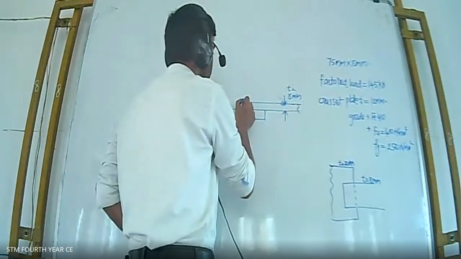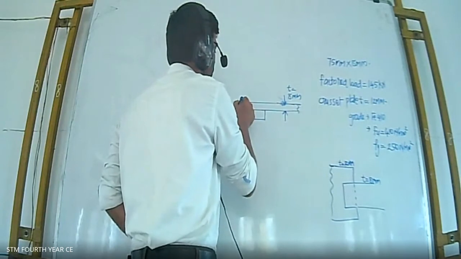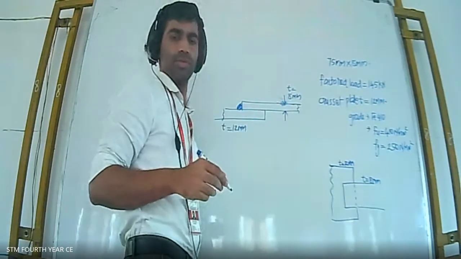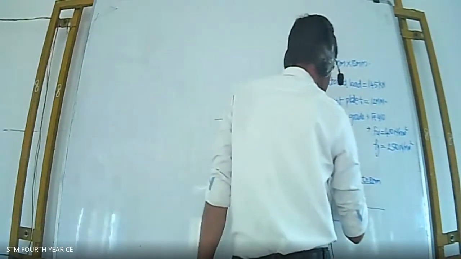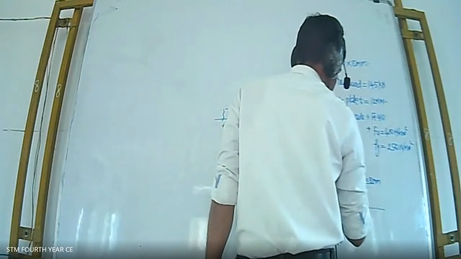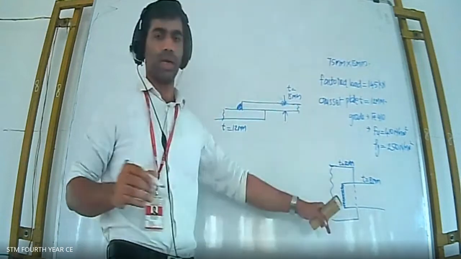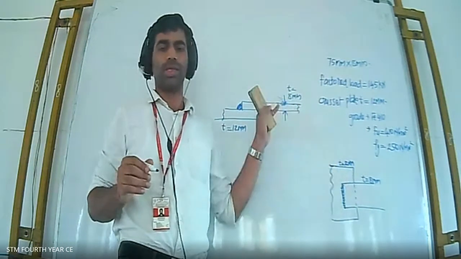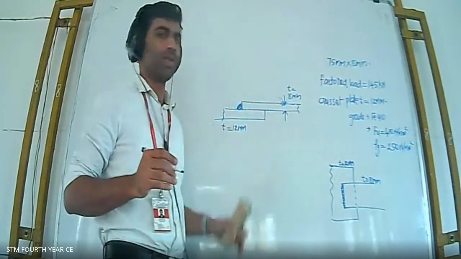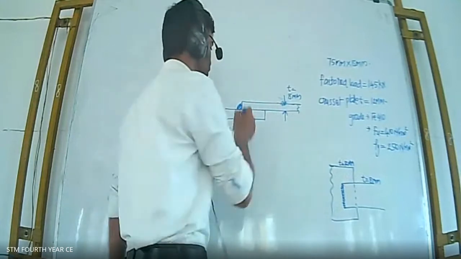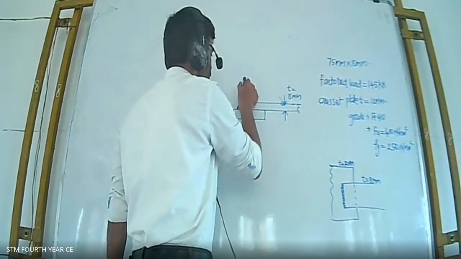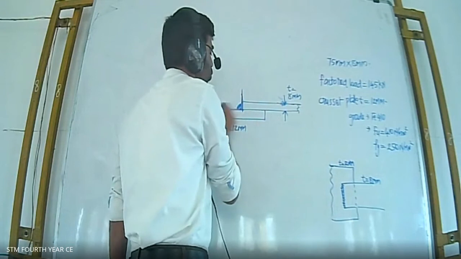So here you have to provide a weld. This weld will appear like this. I hope this concept is clear. Here, what are the fusion faces? So this is fusion face 1 and this is fusion face 2.